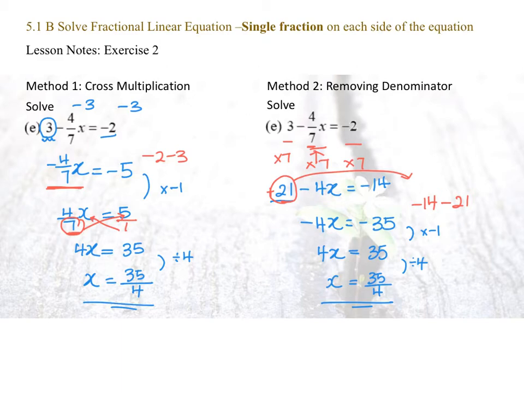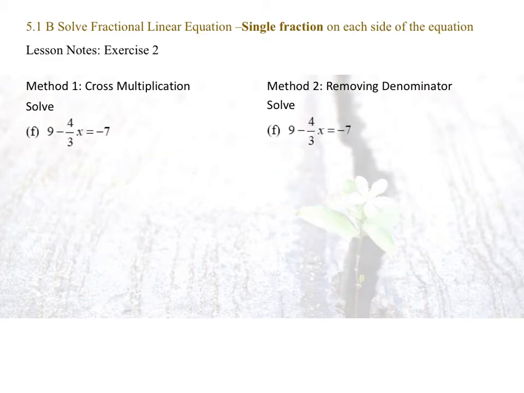Let's try the next question. Please try this question on your own before watching the video and looking at the answers. Now let's take a look at exercise 2F. This is subtract 4 over 3x from 9. So the 9 over here is positive 9. Is 9 subtract 4 over 3x equals to negative 7.